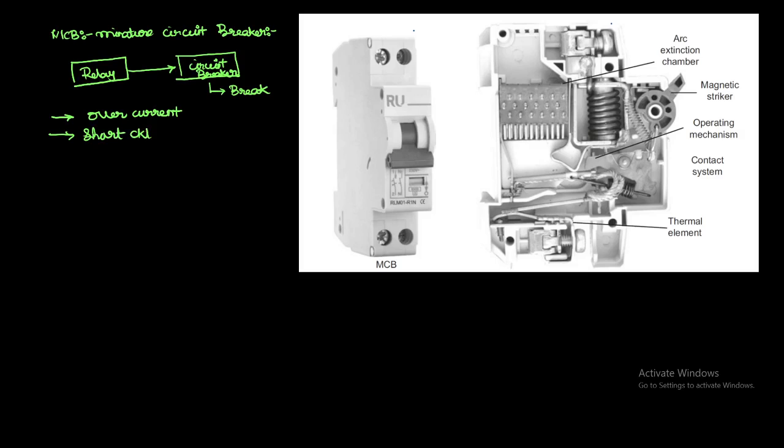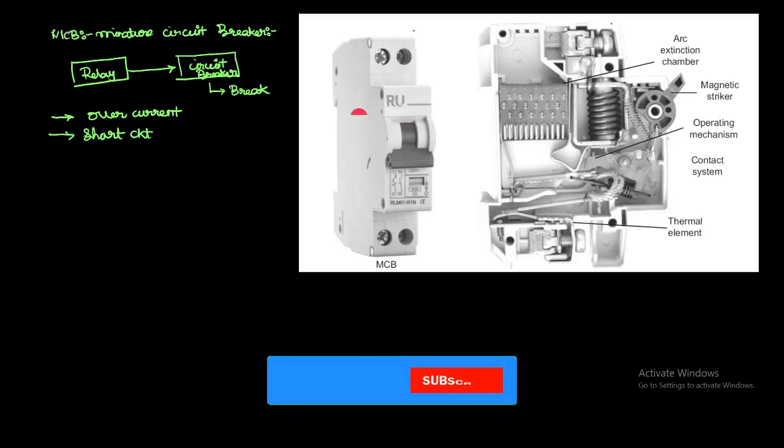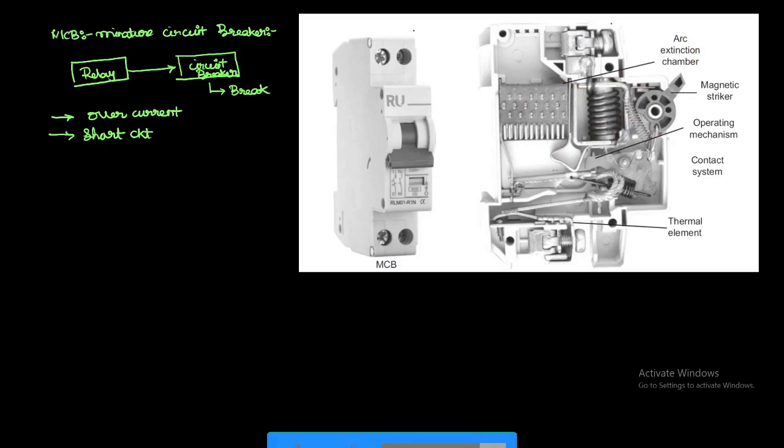So this MCB, I am showing the diagram here. This MCB is a single pole throw switch. Whenever you open this side of the MCB, you can see the inside structure will be like this. One point you can observe here is the arc extinguished chamber, another is the magnetic sticker, another is the operating mechanism, another is the contact system, and here the thermal element. And one more thing, we will have the input here. The left hand side will be indicating.